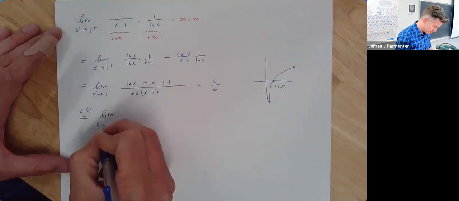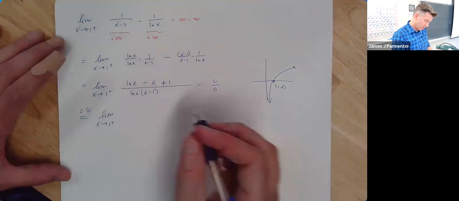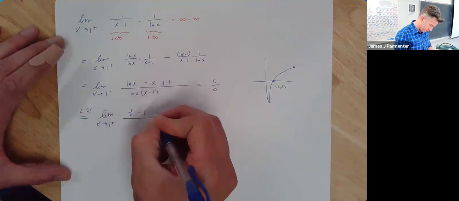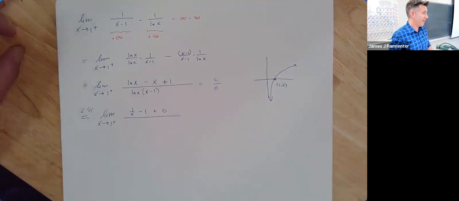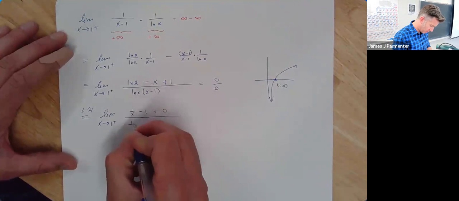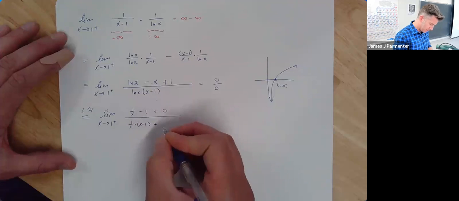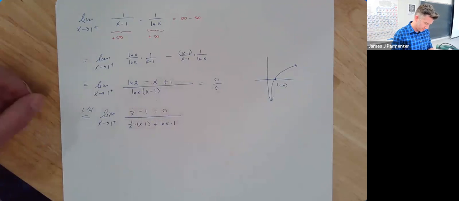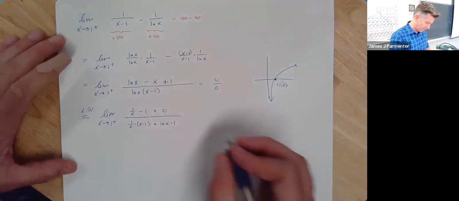Still a limit. There's always going to be a limit until you actually get the number that's the answer. All right, derivative of the top. We got a 1 over x minus 1 plus 0. Derivative of the bottom, have to use the product rule. This is going to be the derivative of the natural log of x times x minus 1, plus natural log of x times the derivative of x minus 1, which is 1.